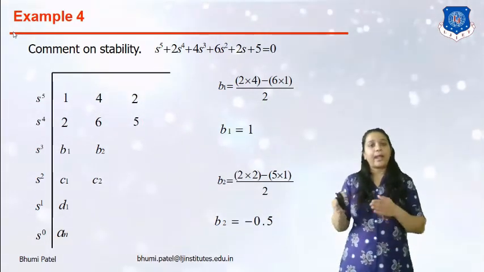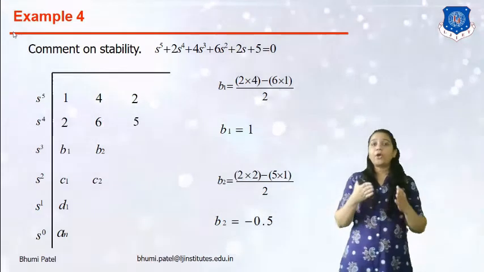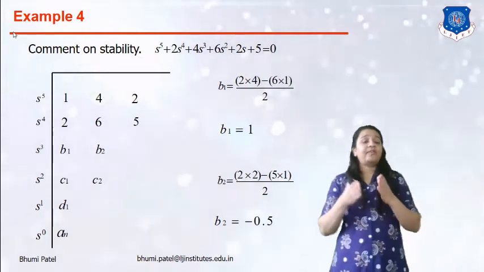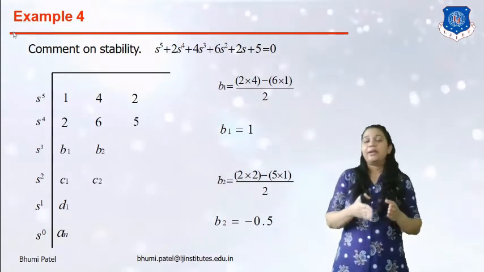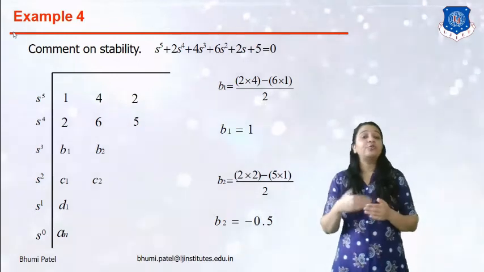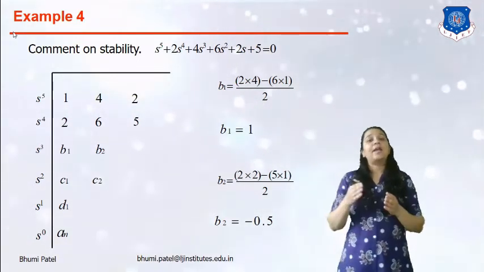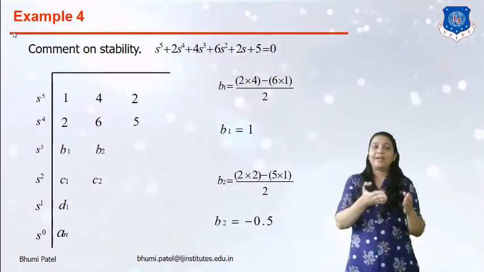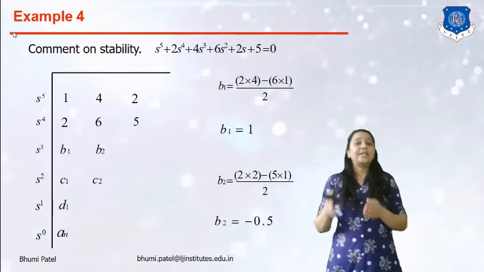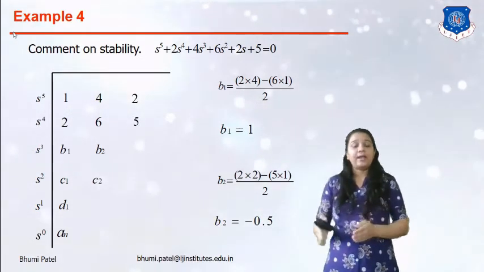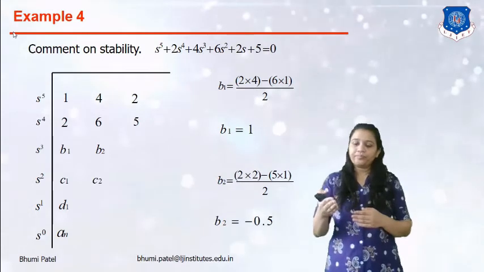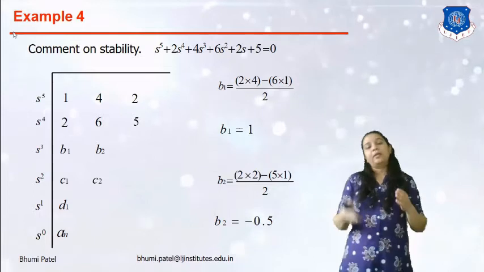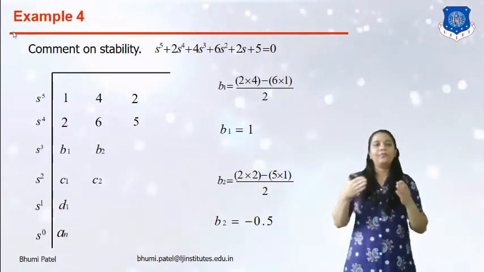Now in the table we have to write the coefficients of these terms. Here you can see that the coefficient of s raised to 5 is equal to 1, so we can write 1. After that we have to skip the next term and write the value of the next term. So the next term coefficient value is 4, so we write 4. After that we skip the term 6s square and write the coefficient with s, which is 2. So in the first row the values are 1, 4, 2.